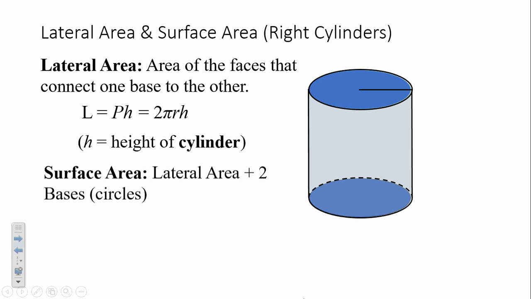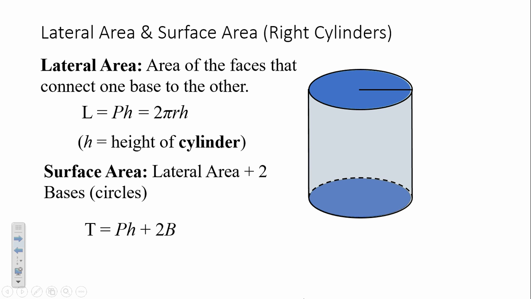The total surface area means that we're taking that lateral area that we just found, and we're going to add the 2 bases. And the bases are circles. How do we find the area of a circle? Not quite. Area of a circle is pi r squared. Okay, so not 2 pi r this time, it's going to be pi r squared.